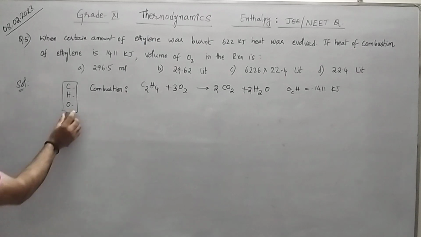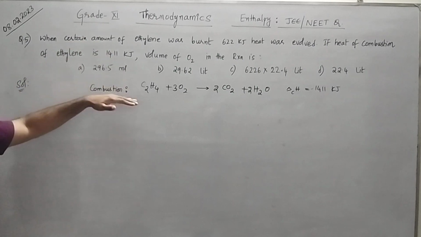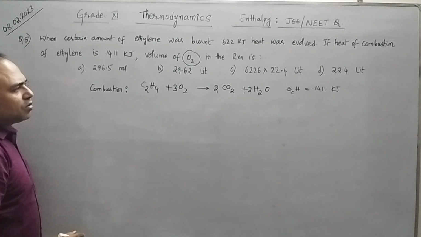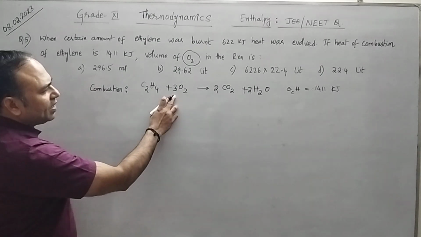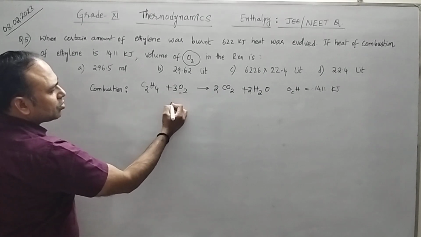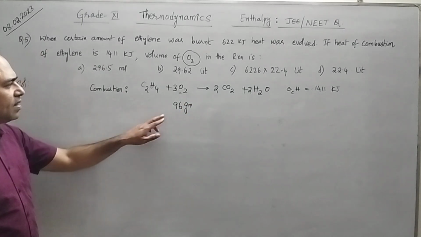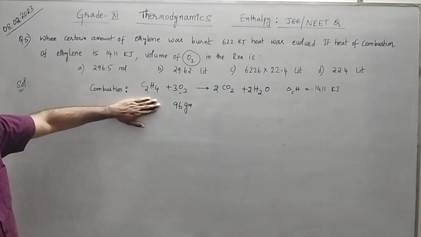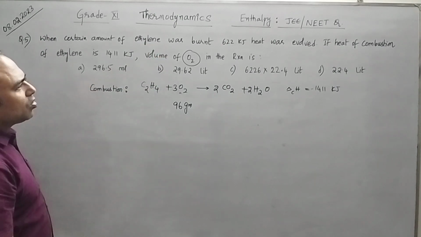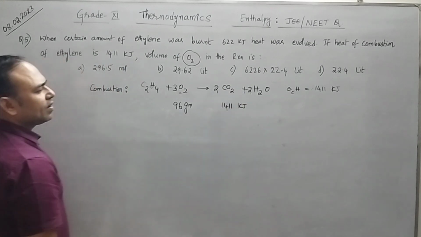Given information. Next, they are asking, they took a certain amount, we don't know that, but if you take a standard value for oxygen, we need to calculate that. How much mass will you get? For oxygen it is 16, so 16 into 2 is 32, so 32 into 3 is 96 grams. If you take 96 grams of oxygen, no need to take ethylene here, we can take oxygen directly because the question is for oxygen. So how much will you have? That is nothing but 1411 kilojoules of energy.